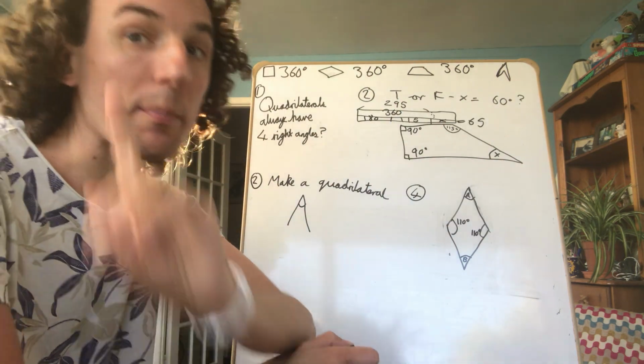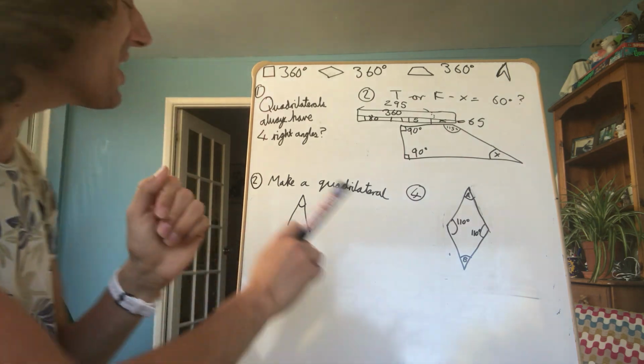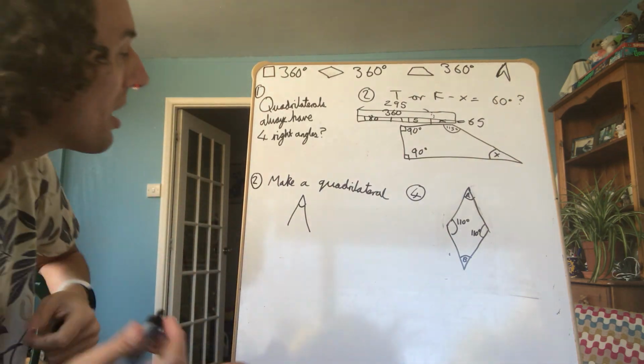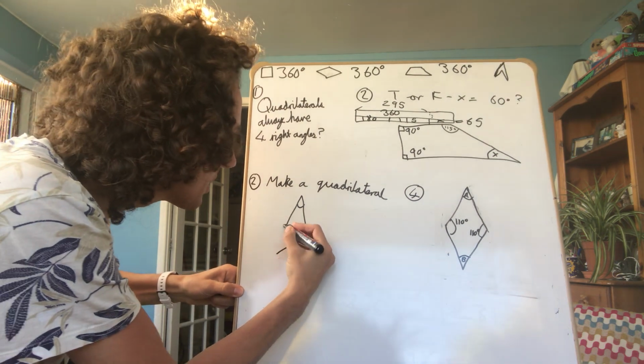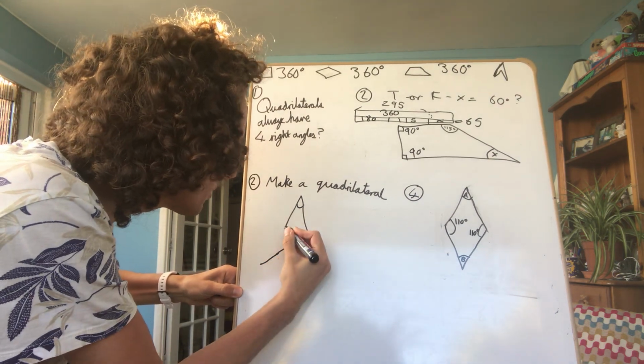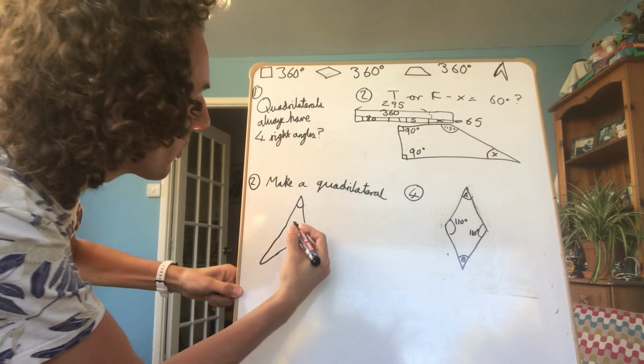See? Little tricks there. I bet some of you are on that already. Okay, this is a sort of reasoning question. Make a quadrilateral. So you can make any quadrilateral you like. I'm going to make this one. I'm going to make it a bit... I don't know what it's called.